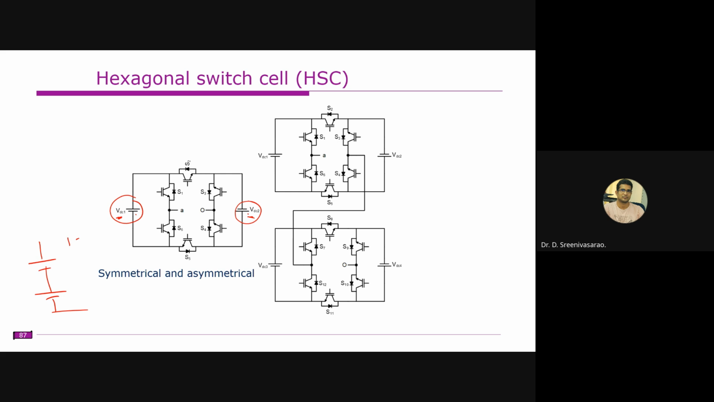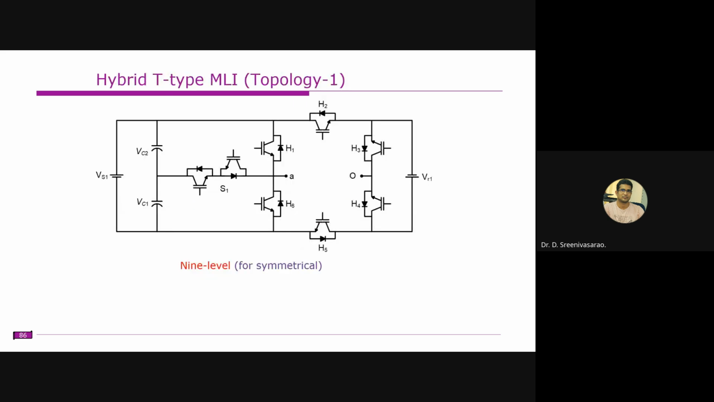So here are two HSC units, which are connected in cascade. There are other alternative arrangements like this. On one side we have split one DC source, and here the fixed one. On the other side we have split this one. This is just a mixing of the HSC and the T type. So this one is an HSC unit, and on the other side we have the T type.